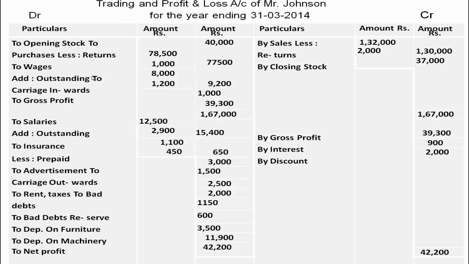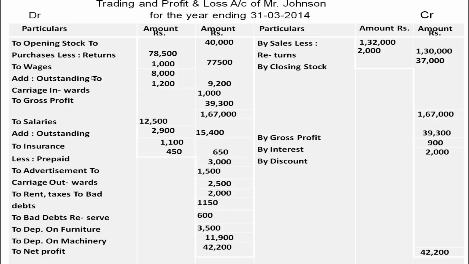And now the closing stock, we have to get this information from the adjustment information. The closing stock is given there, which is 37,000. So we have to put these things here. Now the trading account is complete. We have to calculate the gross profit.